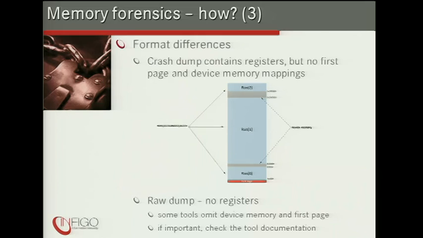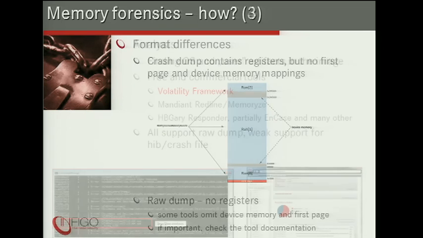Regarding the format differences, a crash dump, which is a proprietary Microsoft format, contains processor registers, but does not contain the first memory page and memory reserved for devices. Raw dumps, on the other hand, do not contain processor registers, but they usually contain the first memory page and device memory. I say usually because it's really a tool-dependent setting. Some tools omit the first page and device memory, so if you're doing forensics and that's important to you, be sure to look at your tool documentation to see whether it omits them.